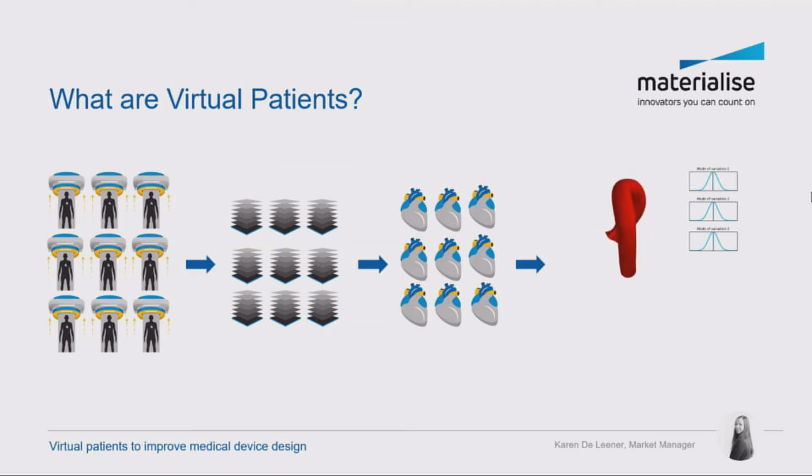What we can then do is vary the modes of variation to get the average patient, but also look at worst-case scenarios to really cover that whole patient population.